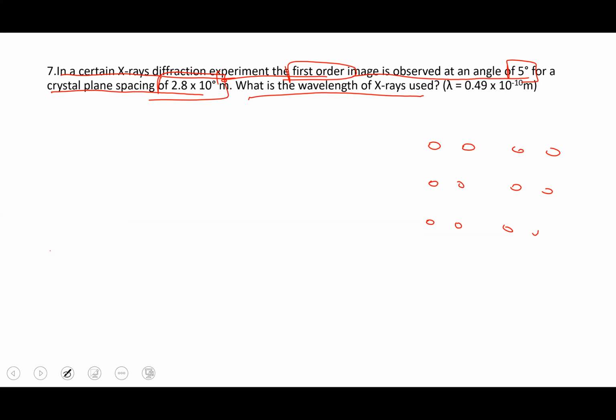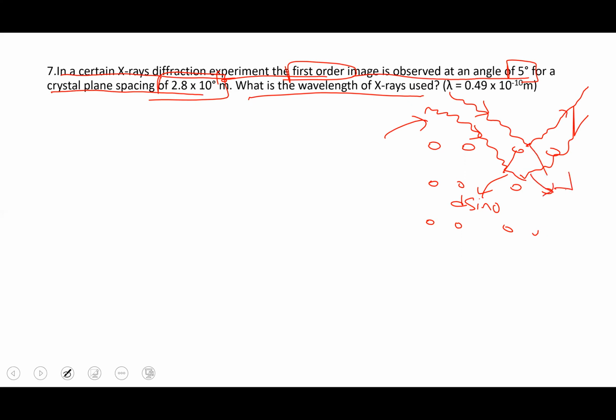So in this case, the wavelength comes, strikes this one atom, and then reflects back. And in the same process, another wavelength comes, strikes this other molecule, and then reflects back. This wavelength has to cover an extra distance, which is d sine theta. And in the same way, again, it has to cover an extra distance over here, which is d sine theta. So the total distance over here is 2d sine theta.